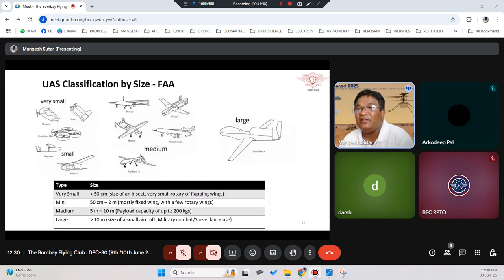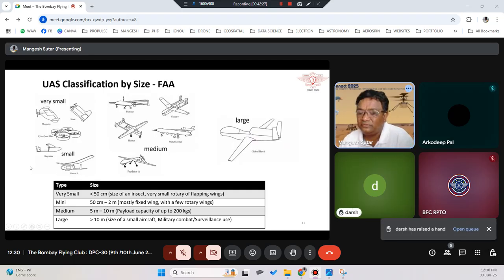Whereas we classify with the type and the weight. Type is basically rotorcraft, aeroplane, and hybrid. That is how we categorize our drone. With respect to the weight, we classify them as nano, micro, small, medium, and large. So, clear on the classification now? I hope you are now clear on every aspect of categorization and classification of drones with respect to Drone Rules 2021. Any questions you have further?